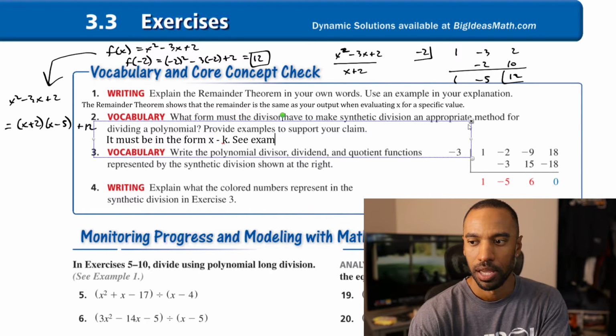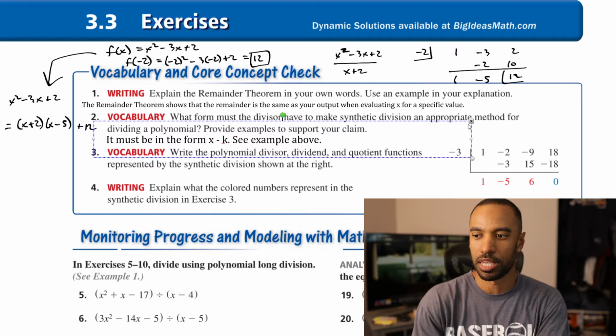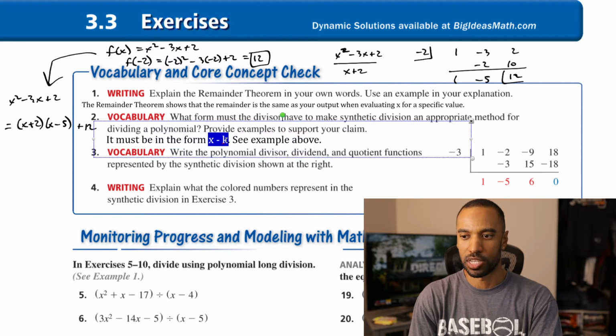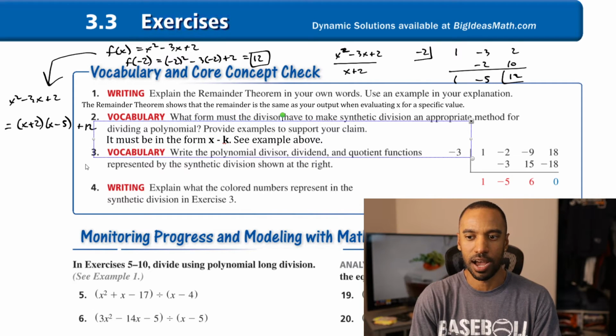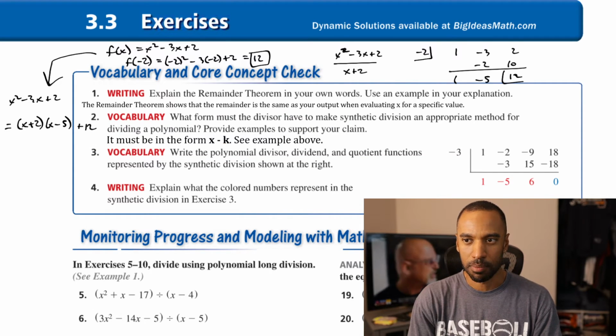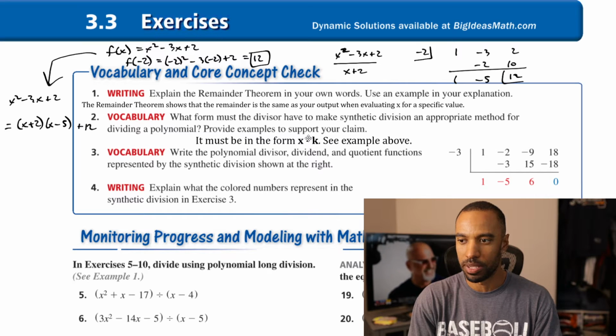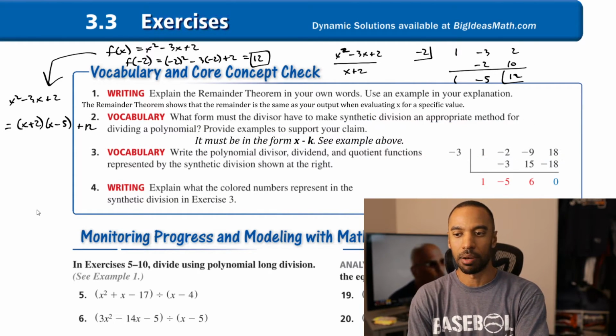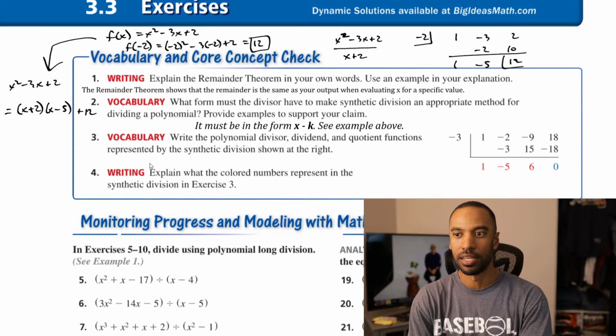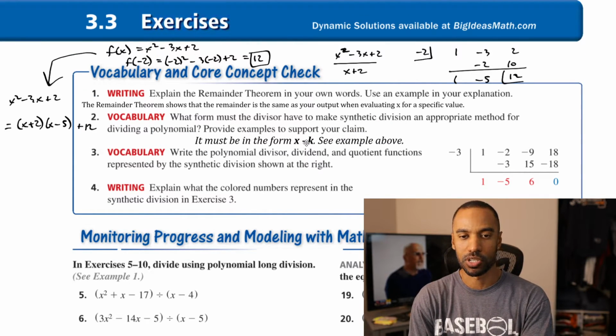See example above. Because I did the whole example there, keep in mind it must be in the form x minus k. It must be a linear factor with a linear coefficient of 1. If not, it will not work. The reason that my 42-minute lecture is so long is because I showed things like that. I need you to make sure that you get that it must be that. Otherwise, we have to either use long division or force linear factors into your answer.